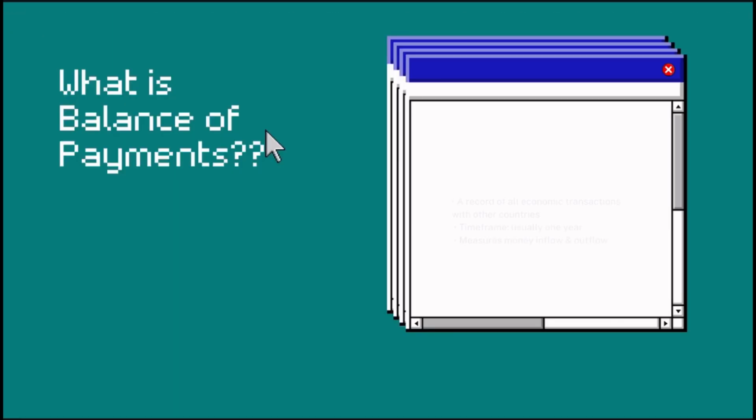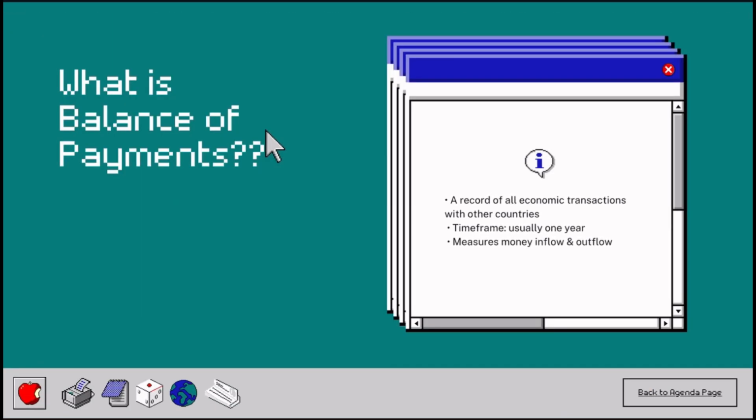What is BOP? It is basically a tool that shows how a country interacts with the rest of the world in terms of money, like how much is coming in and going out. The BOP is a record of all the economic transactions a country has with other countries over the course of a year. It includes things like trade, investments, and money transfers, basically how money moves in and out of the country. There are two main parts.